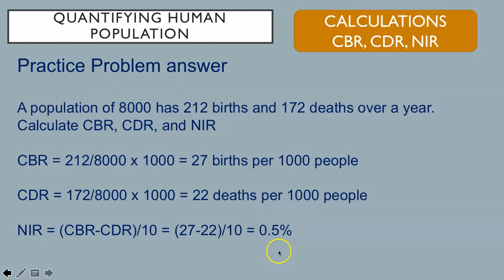The answer of an increase of 0.5% in population size per year makes sense, right? Because there are more births than deaths. So you would expect an increasing population size.